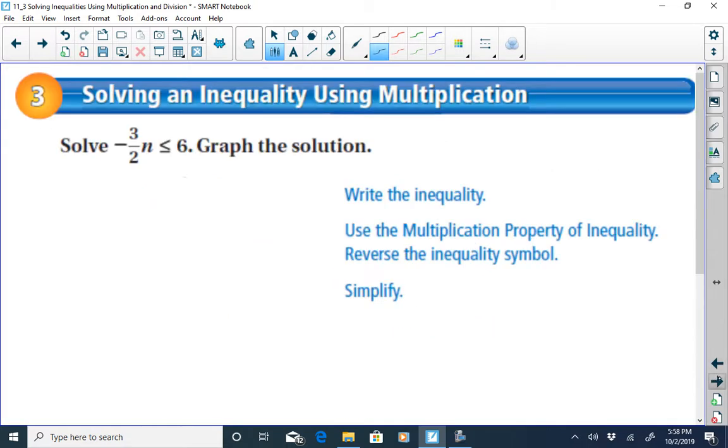So let's jump into some examples. All right, let's start with this inequality. Negative 3 over 2 times the number n is less than or equal to 6.